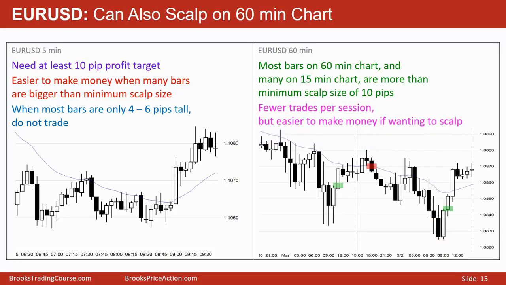micro double bottom, down and up on that bar, down on this bar, up on that bar, so reasonable to scalp. Should you be scalping for 10 pips on a 60-minute chart? Rarely should you ever do that. However, you often scalp for 50 pips on a 60-minute chart or on a 2-hour chart or a 3 or 4-hour chart.